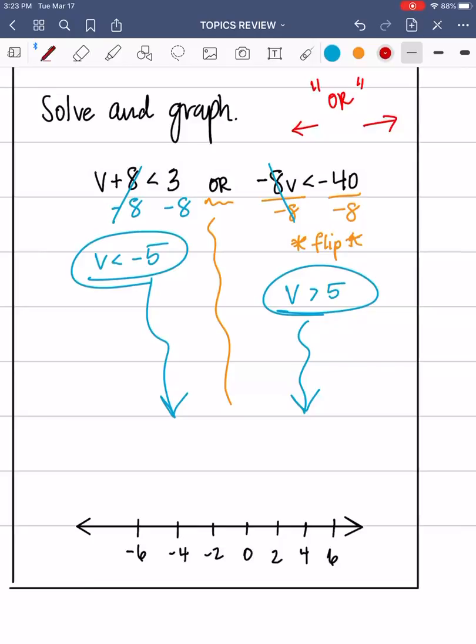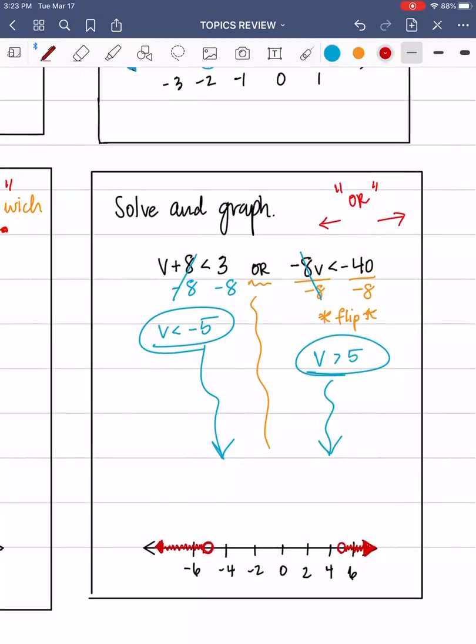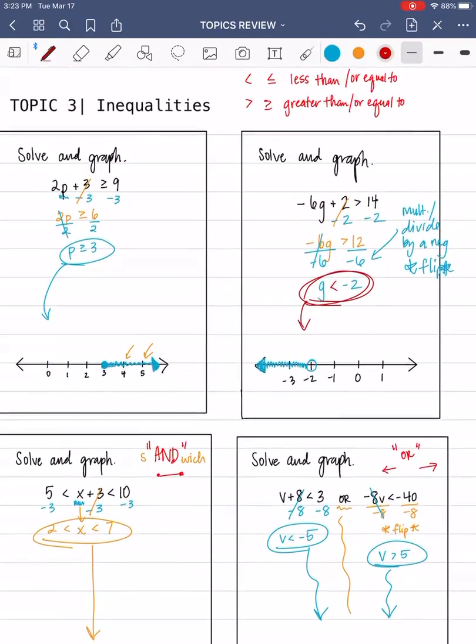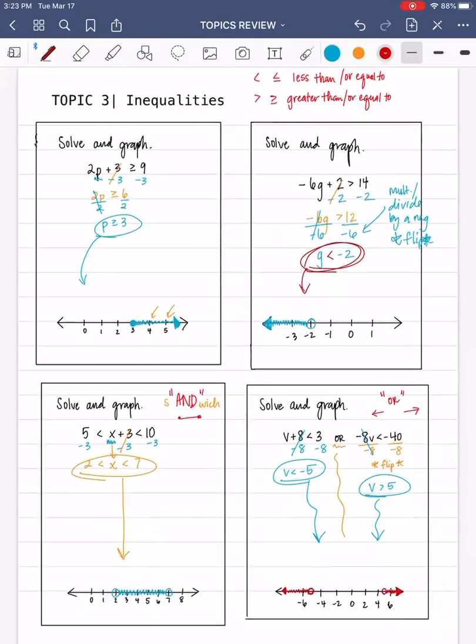So negative 5 is right here. We want numbers less than that, so we're going to go this way. There's numbers less than negative 5. Numbers bigger than 5, here's 5 right in between 4 and 6, is this way. So that's our answer. Someone told me it's like oars look like the oars of a boat, so they go out to the sides, like the paddles to a boat. So there's and versus or. And don't forget to flip your inequality if you multiply or divide by a negative. That's everything.